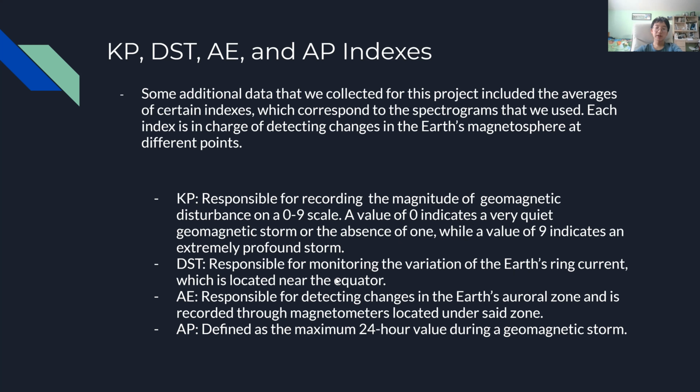AE, on the other hand, is responsible for detecting changes in the Earth's auroral zone and is recorded through NASA magnetometers located under that zone. Finally, AP is defined as the maximum 24-hour value during a geomagnetic storm that occurs.